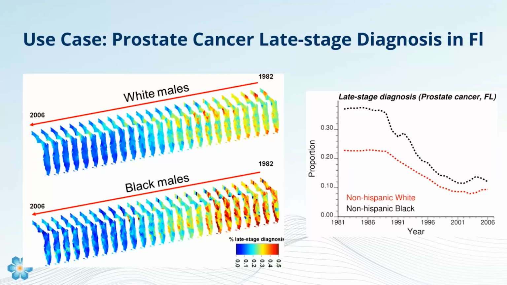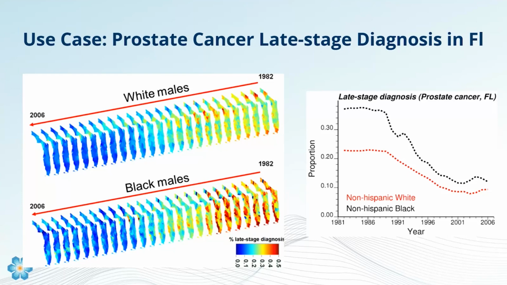Now, in most situations, what people will do is only look at the plot on the right. So they will just look at two curves across the state of Florida, again, this average, and they will see, okay, yes, there is indeed racial disparities, higher rate of late-stage diagnosis for black males, and we have a decline that started around the 1990s, but that's it. And so we are missing a lot of the information about space.